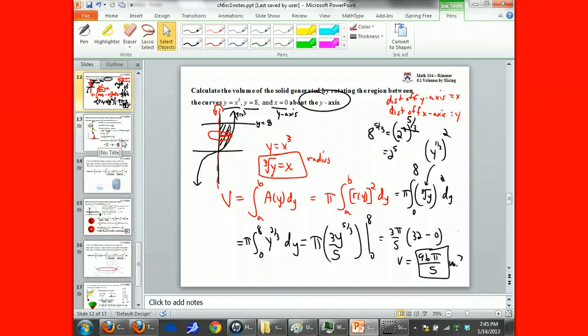Where did the 3 come from? Oh, 3? I see it now. When you take to the 5/3, you're supposed to divide by 5/3. So we multiply by 3/5.